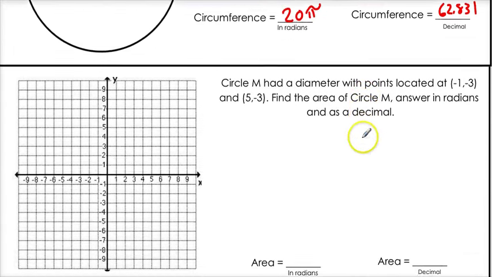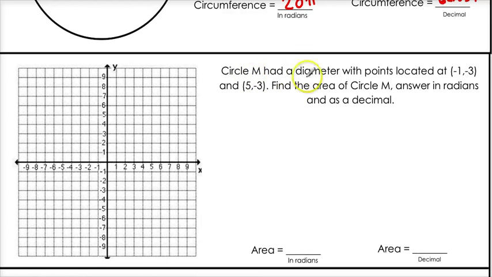Okay, these are our challenge problems. Circle M has a diameter with points located at -1, -3 and 5, -3. So that is our diameter of our circle.